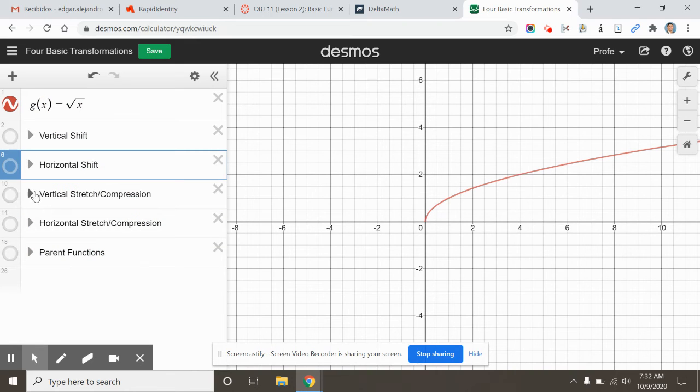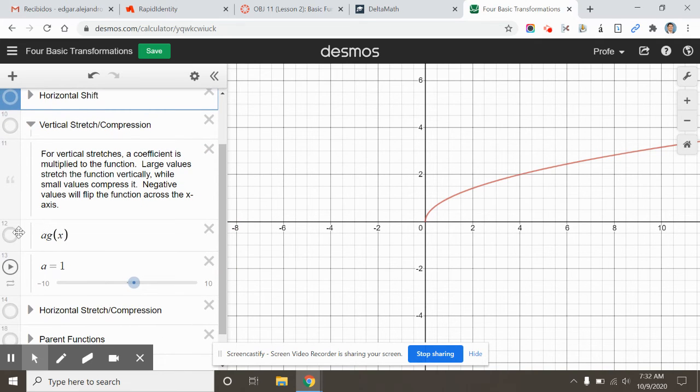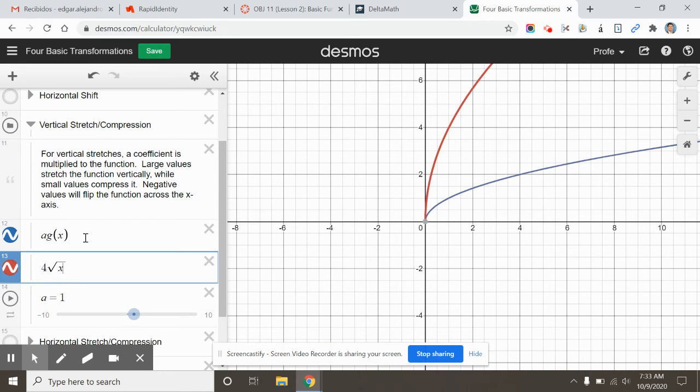Now let's get to some cooler transformations, vertical stretches. To create a vertical stretch, you're going to multiply a number to the function. So let's say I had, for example, 4 square root of x. Notice what happened. This function is 4 times taller. It has been stretched by a factor of 4. You can see right here that the larger I make my a value, the more the function stretches vertically. The smaller I make my a value, the more it compresses.